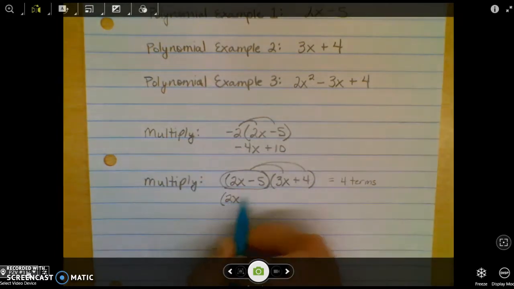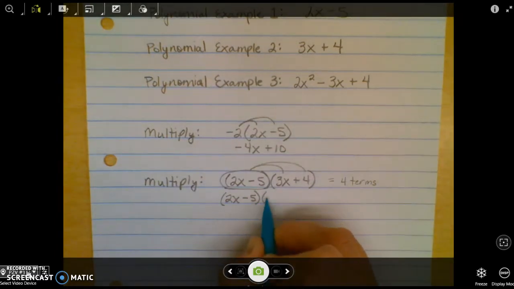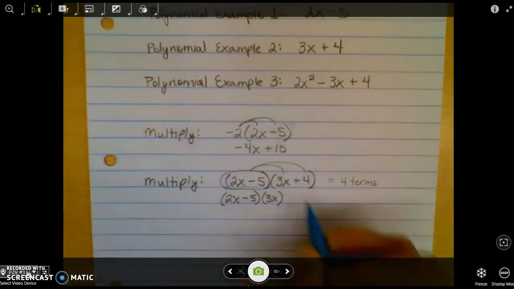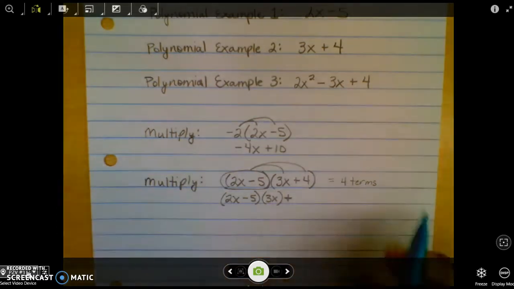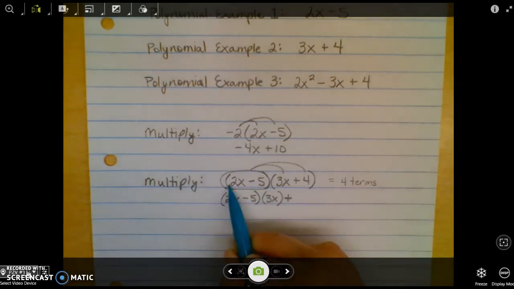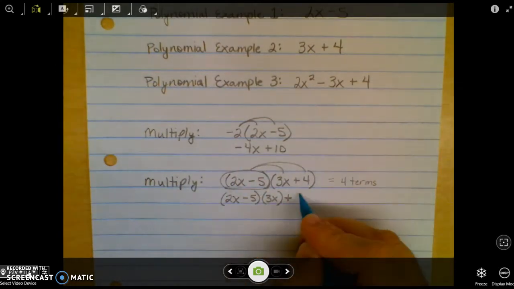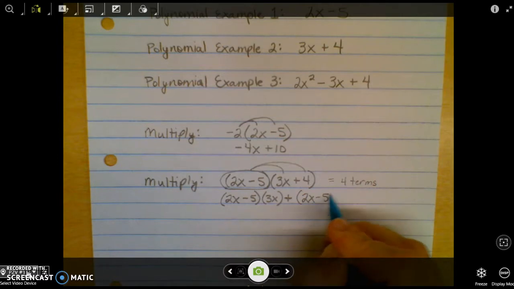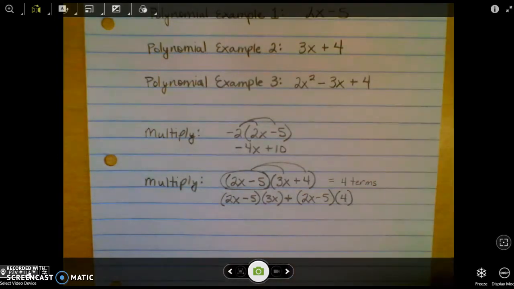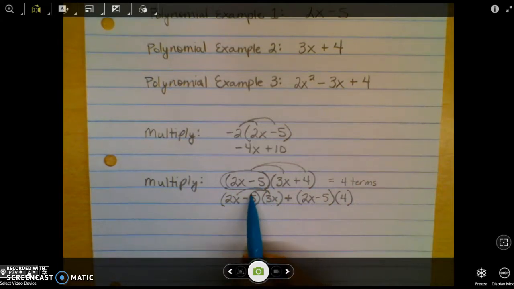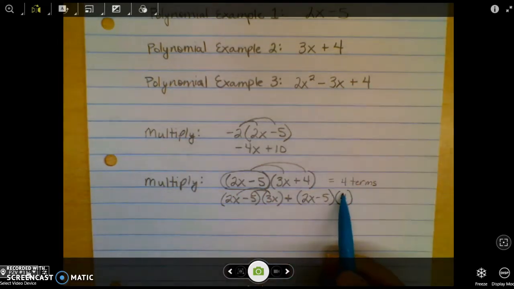So I visualize it like this: 2x minus 5 times 3x plus, because these are additions, then I have 2x minus 5 times 4. So what I've done is I've distributed the first group to each term in the second group. And now what we have are 2 separate distribute problems. So this one I'm going to distribute 3x to both terms, and in this one I'm going to distribute 4 to both terms.